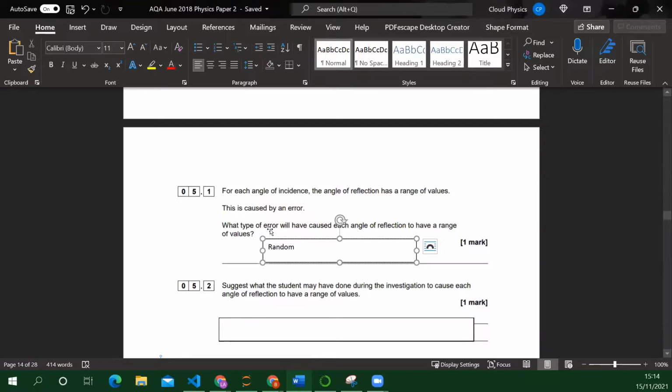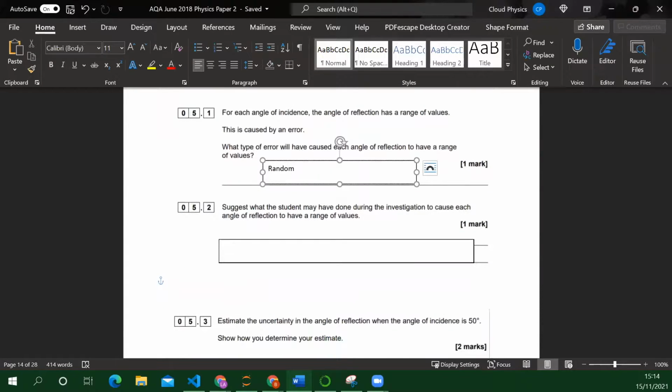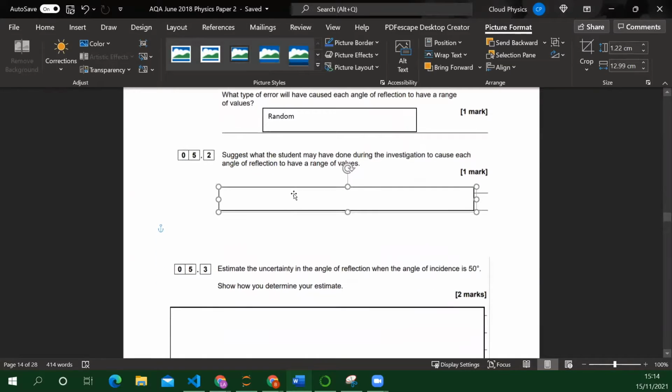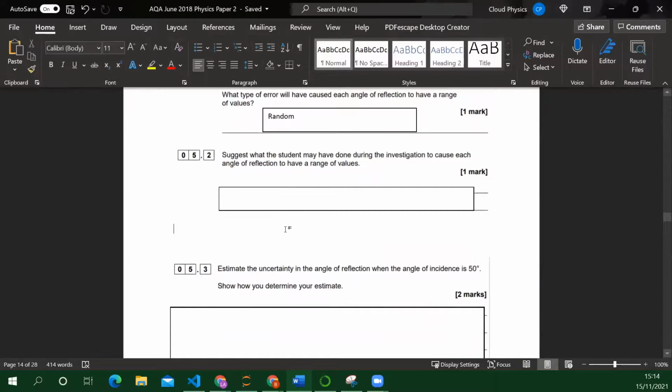Okay. Suggest what the student may have done during the investigation to cause each angle of reflection to have a range of values. So if it's random, they might have done the same thing each time. We can put some suggestions. Okay, so I'm going to write underneath here. They might have misjudged the center of the ray.